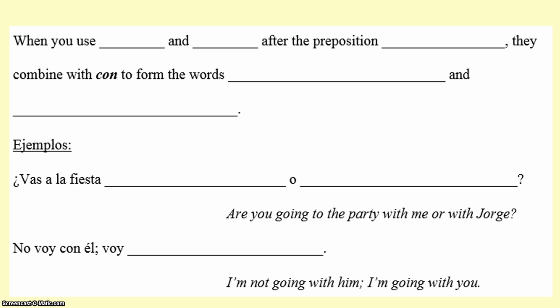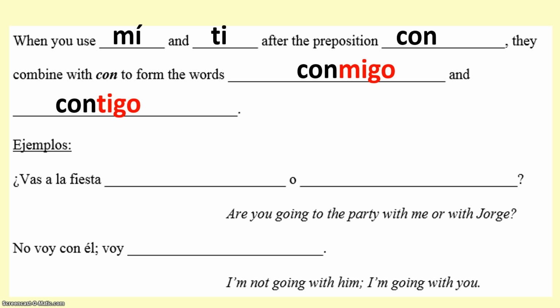One final thing that we're going to be discussing, and it might be the one thing that maybe you've seen a couple of times, but we've never really talked about or learned about. When you use mí and ti after the preposition con, they're going to combine to form a new word. Con and mí combine to form conmigo. So you're never going to say con mí or con yo. You're always going to say conmigo. And con and ti combine to form contigo. So you're never going to say con tú or con ti. You're going to say contigo.